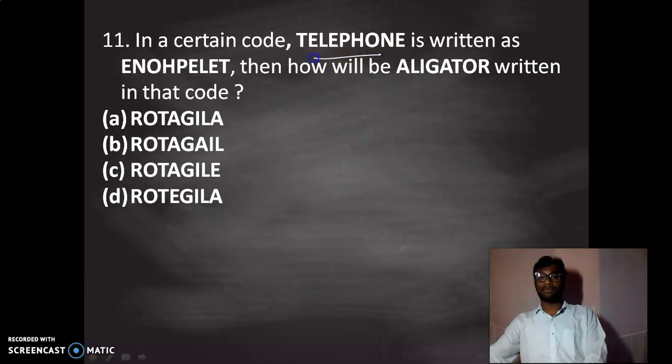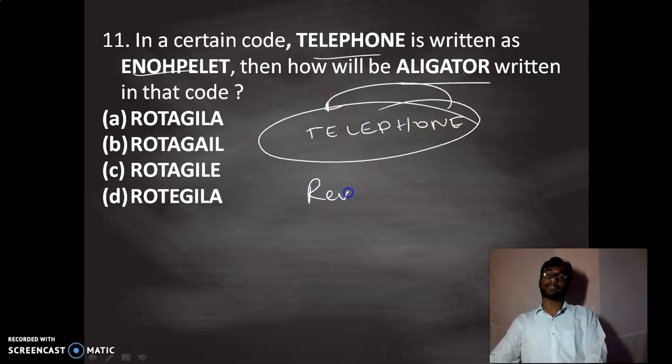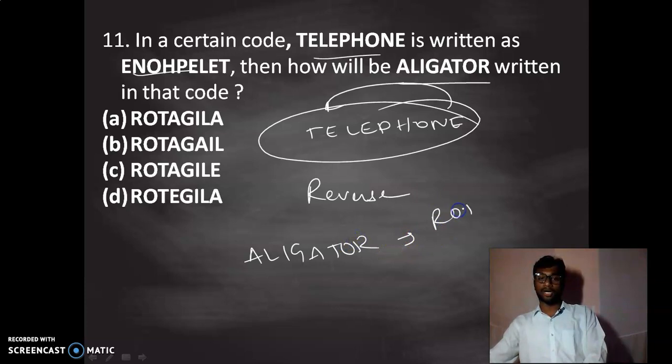In a certain code, telephone is written as anophyllent, then how will alligator be written? Telephone is written as allophone. Simple logic, reverse logic. You write all the letters in reverse. You will be getting this. So now for alligator, what could be the reverse thing? ROTAGILLA. So Rotagilla is the logic.